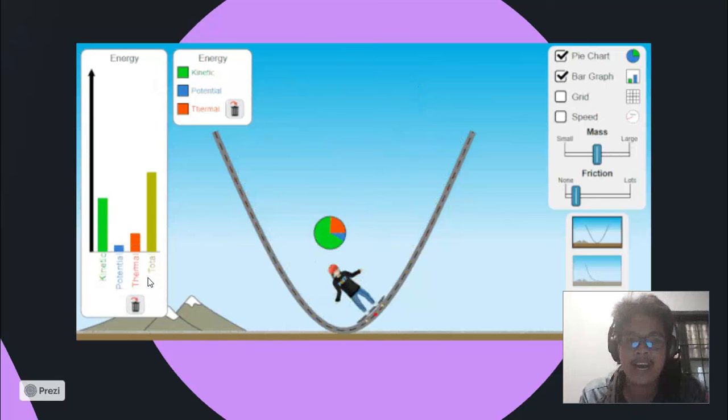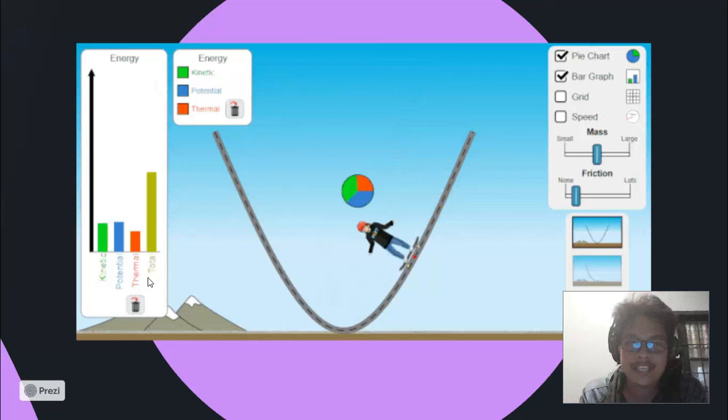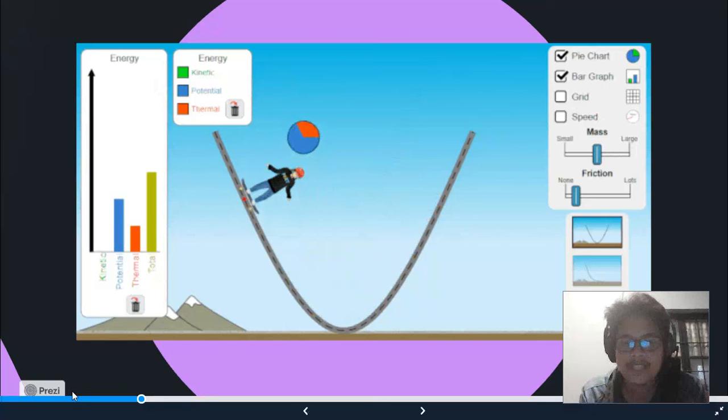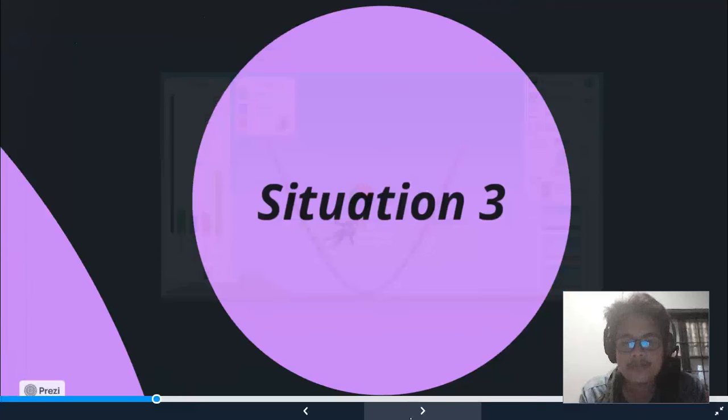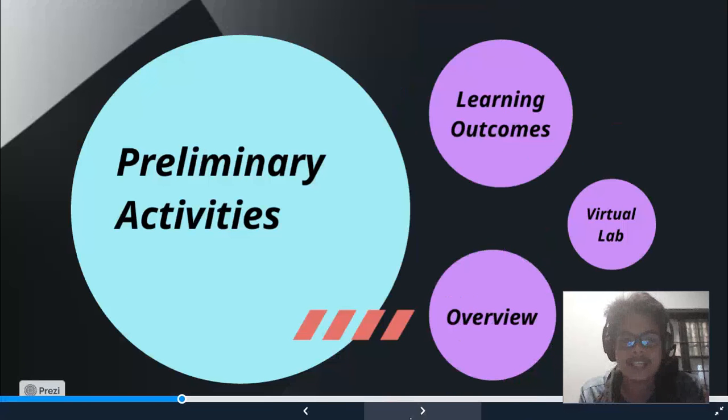So dyan nagtatapos ang ating virtual laboratory. If you are finished na sa ating virtual laboratory, you can proceed to the video. Again, if you are still not finished or gagawin nyo pa lang, just pause the video and resume the video once you finish the virtual laboratory. So, let's move on. So, let's move to the lecture part of our lecture video.